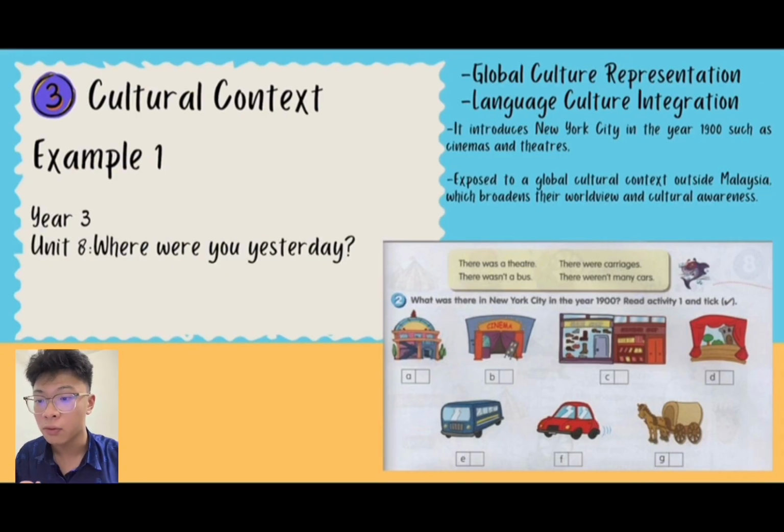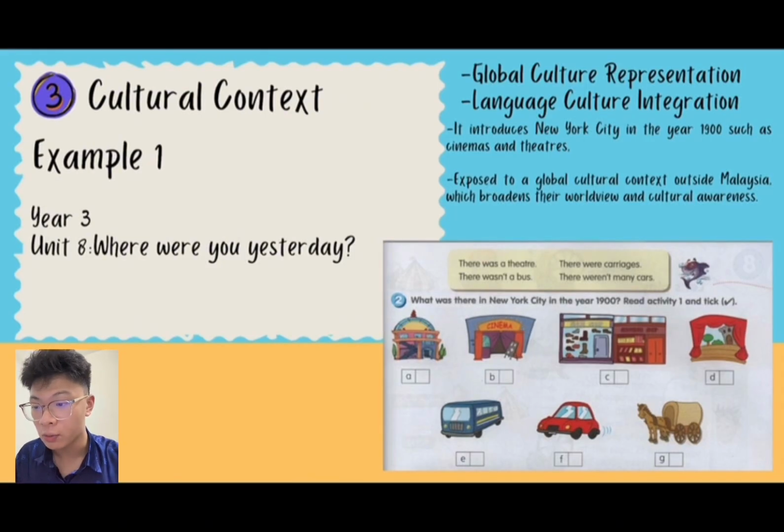It also exposed them to a global culture context outside Malaysia, which broadens their world views and also awareness. This is because children could understand more and gain more new knowledge based on this topic. Like for instance, maybe they are born in Malaysia. So if they learn about how New York City was back in the 19th century, they will gain new knowledge about there being a place called New York City and how it was back then. They will also learn about other countries maybe like Brazil, Japan, China, and way more.